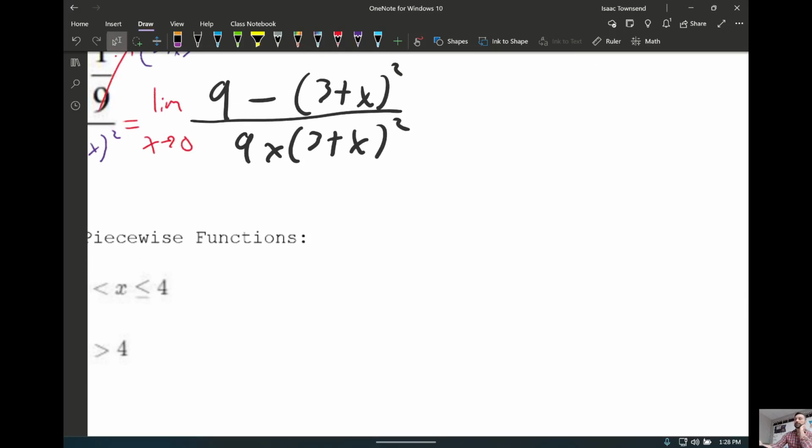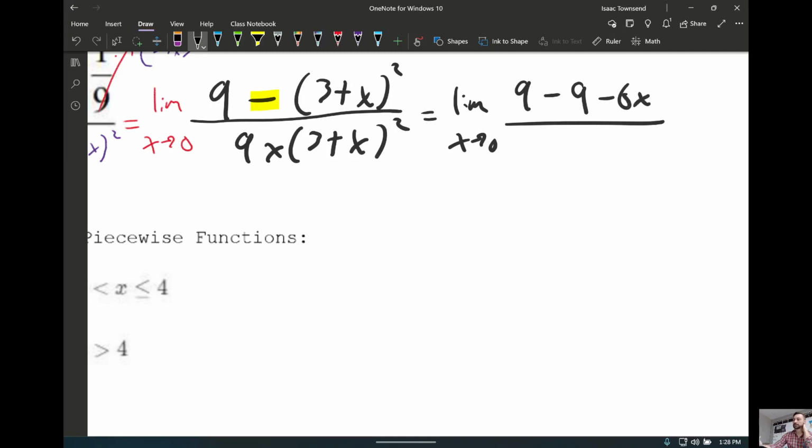Now, let's finish it together. There's this temptation to let these two cancel, but this is a term, it's being added or subtracted to something, so you can't ignore that. It would be great if we could just cancel those. It's just not quite that convenient. What we can do is we could FOIL this stuff out. So 3 plus x times 3 plus x would give me a 9, a 6x, and an x squared. And I distributed this negative.